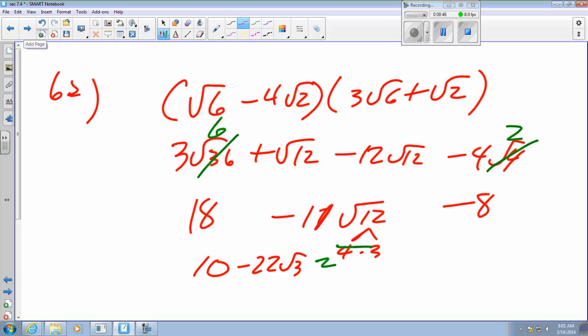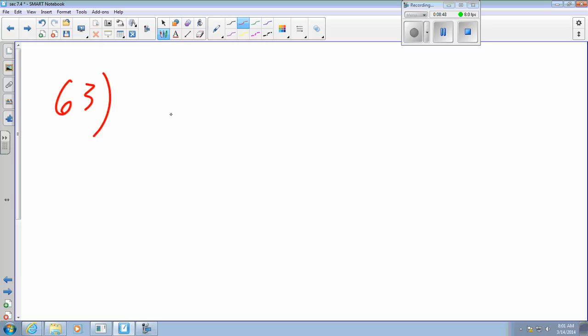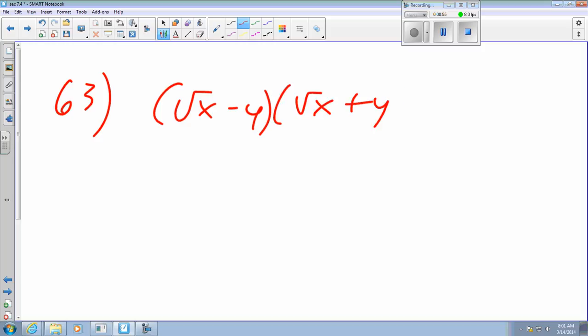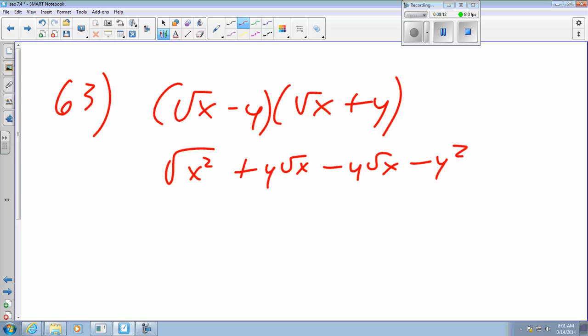Number 63. I have the square root of x minus y, square root of x plus y. When I start FOILing, I'm going to have square root of x squared plus x square root y, and minus y square root of x, and then minus y squared. Well, these two terms are opposites of each other, so they just go away. Square root of x squared is just x, and bring that down.